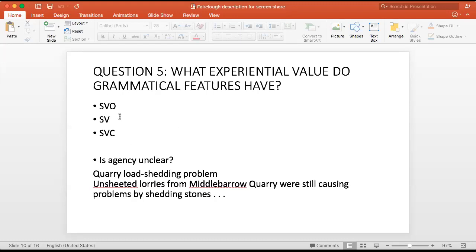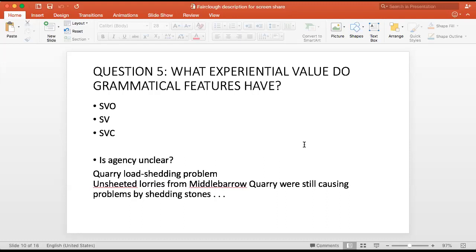So according to the structures, you can evaluate the experiential value of these grammatical features. Other than that, within the same question, is the agency clear? At another point, he has talked about active and passive, and there you can also talk about whether the agency is clear. This example we have already done in some of the previous chapters. Quarry load shedding problem: unsheeted lorries from Middleborough Quarry were also causing problem by shedding stone. See, the agency is absent here. A non-living thing, a vehicle, is said to be shedding some problem by throwing some stones on the way.